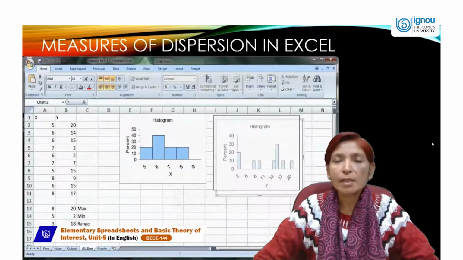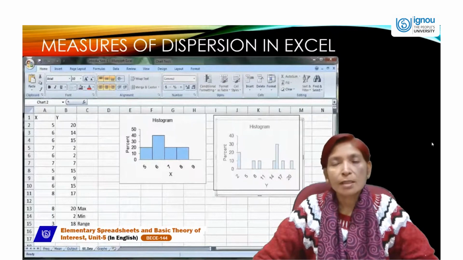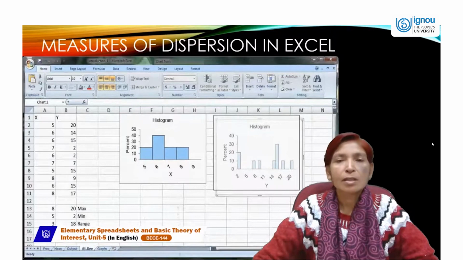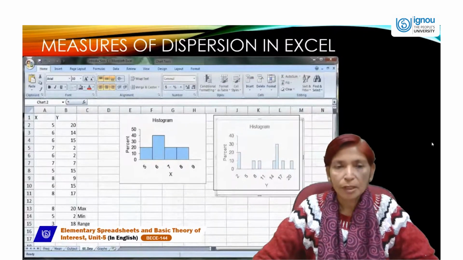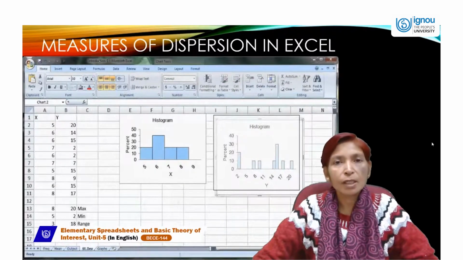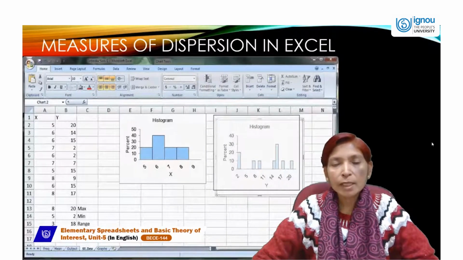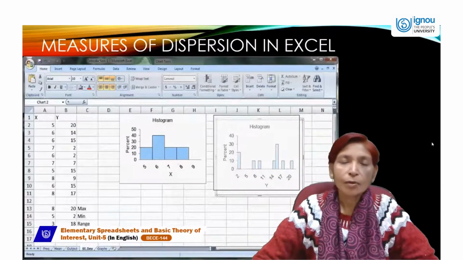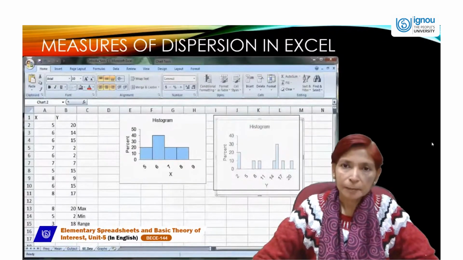Range is the difference between the highest value and the lowest value. Next is mean deviation. Next is standard deviation. Next is quartile deviation. These four are the measures of dispersion. Simply, we can calculate range, mean deviation, standard deviation, and quartile deviation with the help of the given formulas.